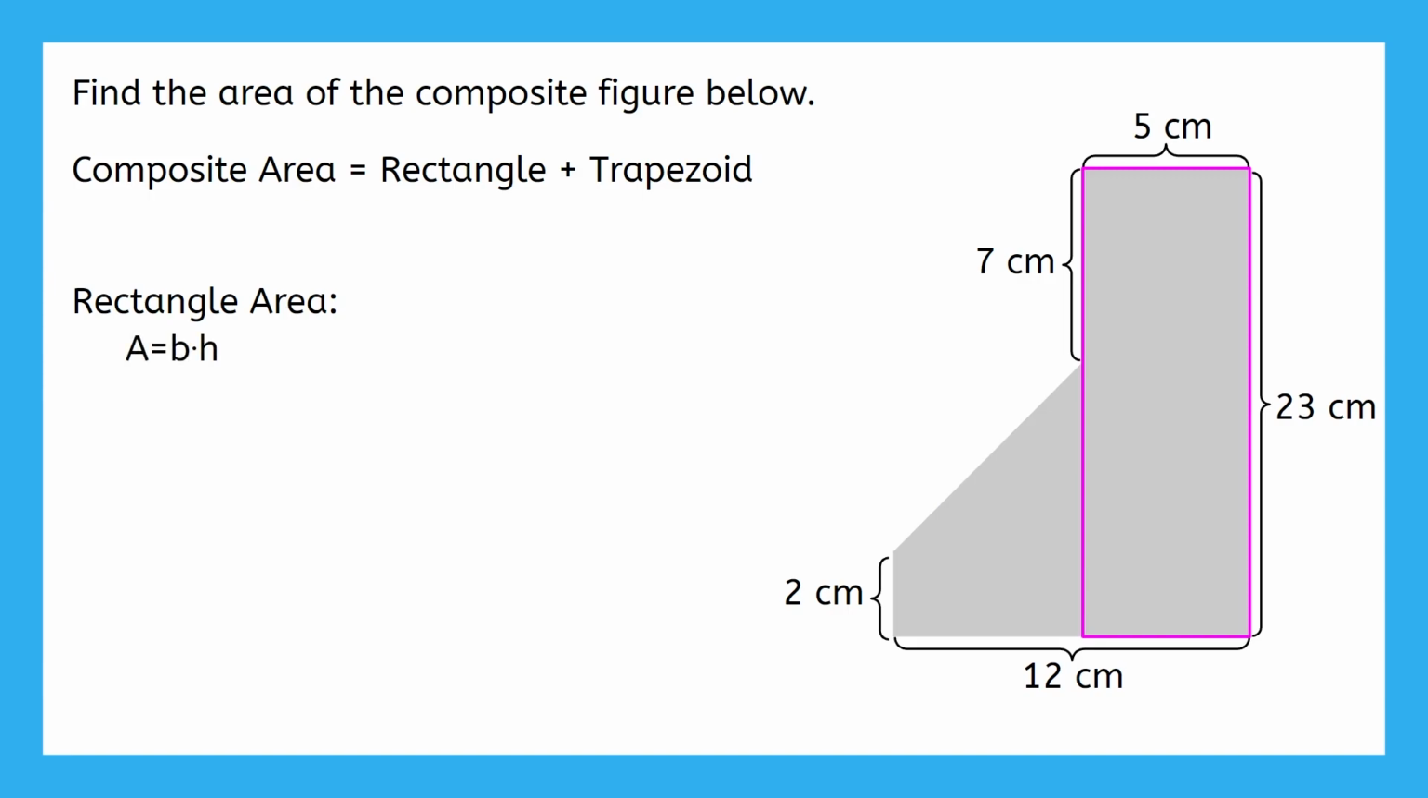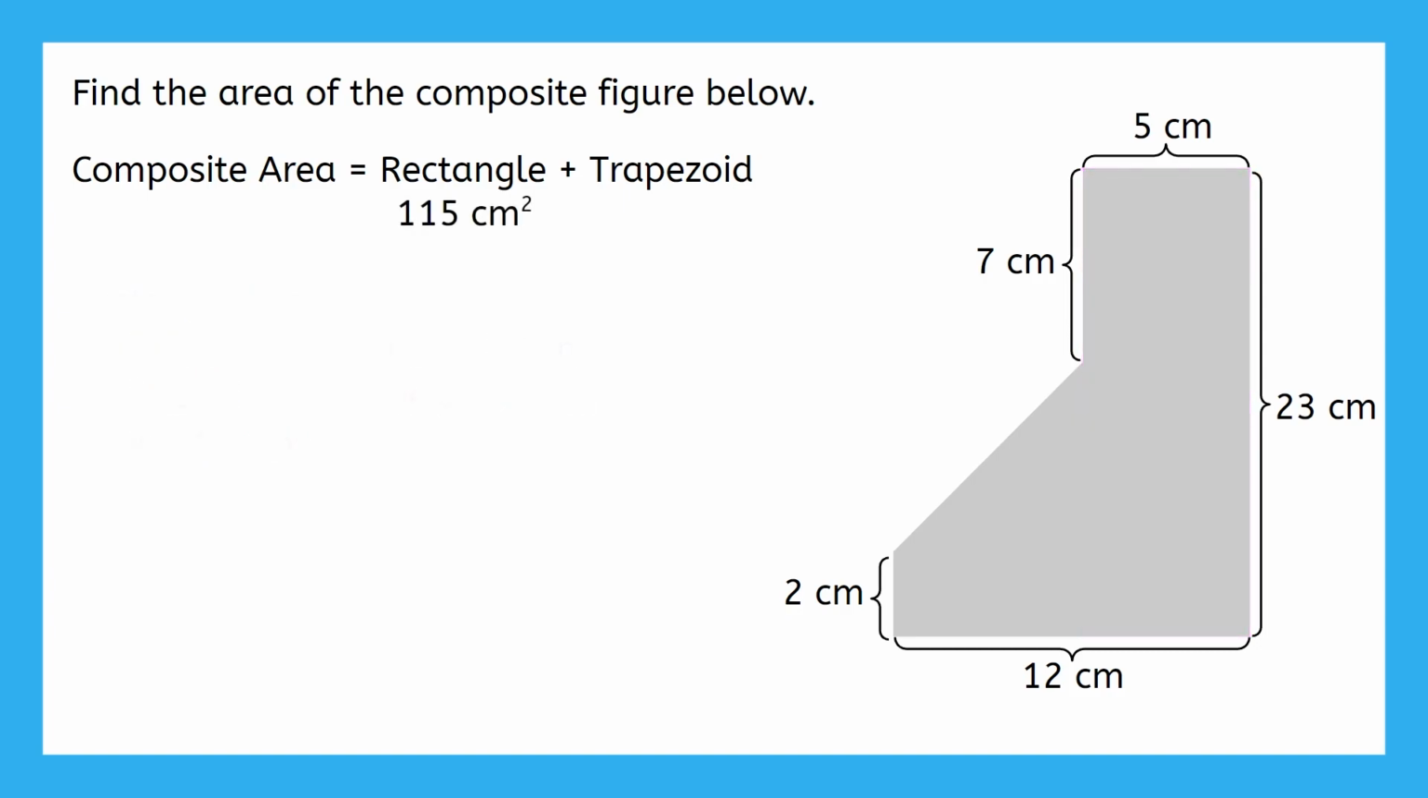To find the area of a rectangle, I'm going to need its base and height. The base is this entire long side, so that's 23 centimeters. The height is this short side, so that's 5 centimeters. If you had these sides the opposite way, that would also be correct, since any side of a rectangle can be the base, and the height will just be its perpendicular side. We can now multiply those together to get an area of 115 square centimeters for the rectangle. I'm going to put that number up here so I don't lose track of it while we work on the trapezoid.